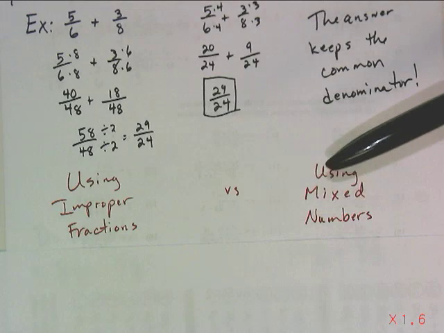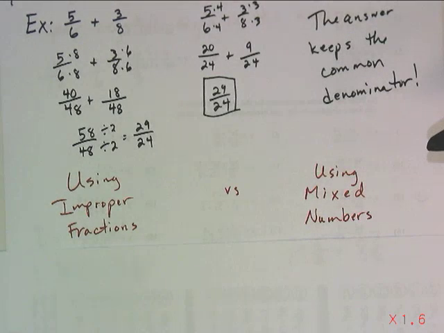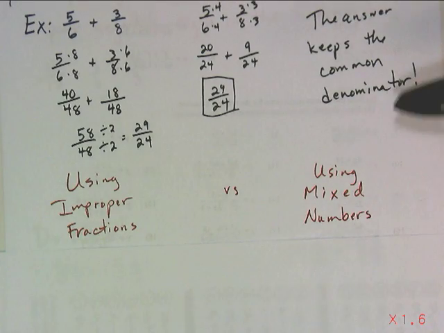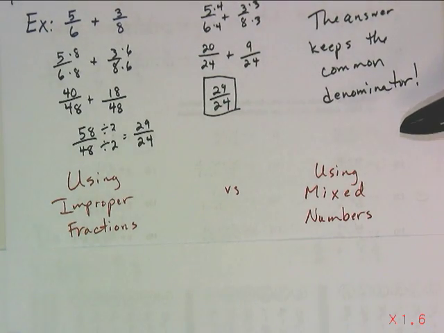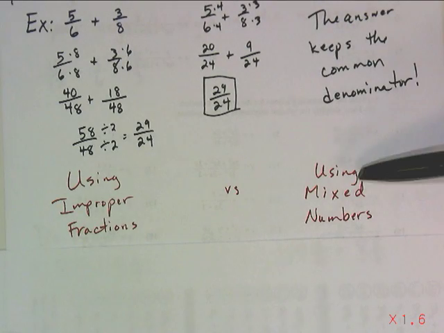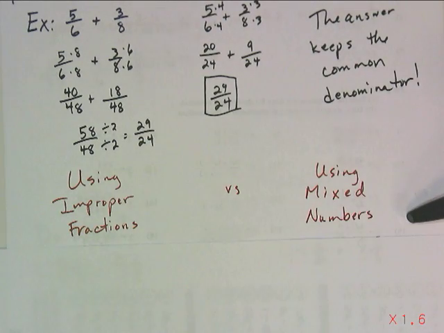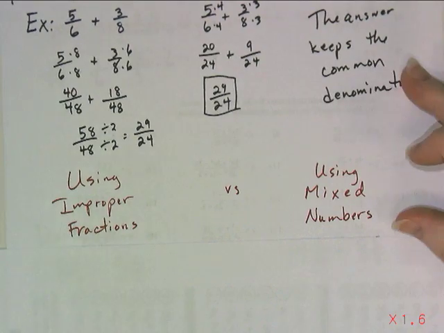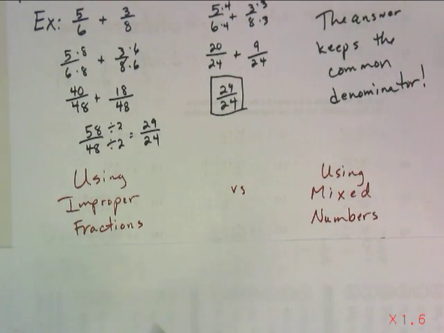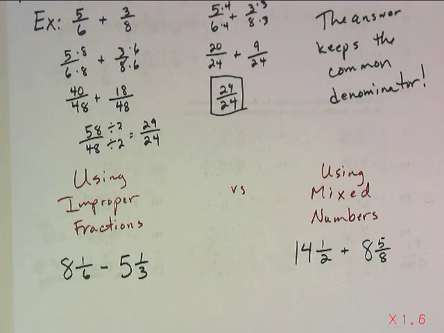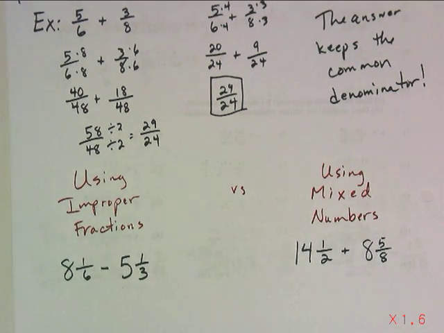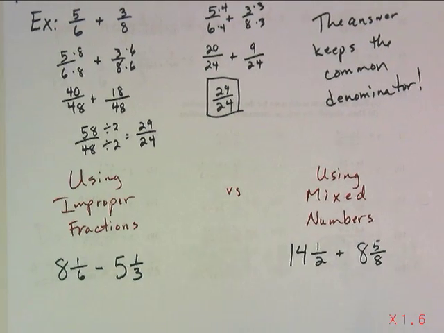Also, sometimes people have a hard time when they have to borrow as they're subtracting. If one fraction doesn't have enough in it to subtract the other fraction, then you have to do some borrowing, which can sometimes be a little bit tricky. However, using mixed numbers is also nice because that keeps our fractions, especially our numerators, from getting too big if we keep the whole number part separate from the fractional part. So I want to show you a couple of examples as to when it might be good to do one versus the other. So if I have 8 1/6 minus 5 1/3 here, right?